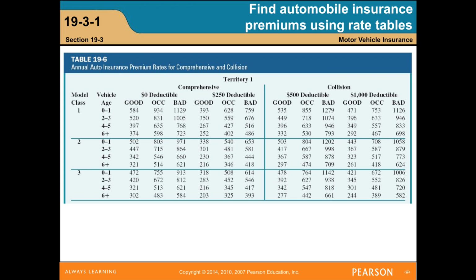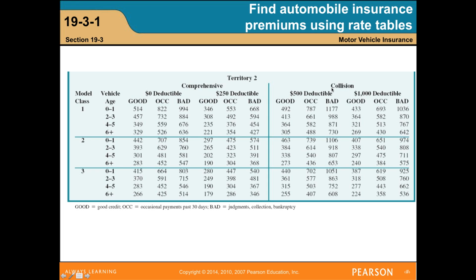Here's table 19-6, which is annual auto insurance premium rate for comprehensive and collision. And then here we have a divided comprehensive and then collision, and this is all for territory 1. And then here's the class of the vehicle age, and then your credit, 0 deductible, 250 deductible, and here we have collisions, 500 deductible, 1,000 deductible. But this is just to show you that it changes, right? This territory 2, comprehensive and collision, 0, 250, 500, and 1,000 deductible. You can take a look at that at your leisure.